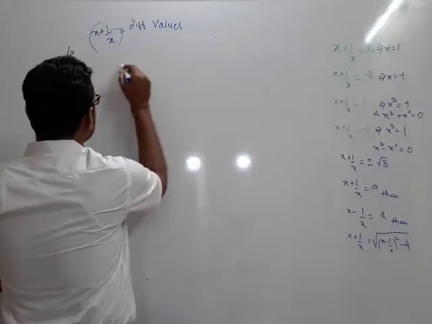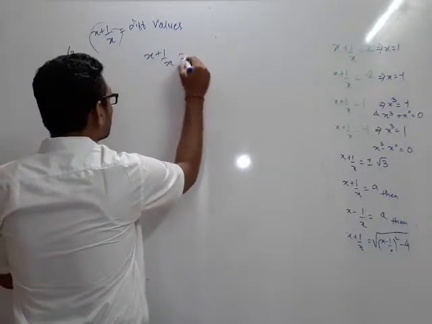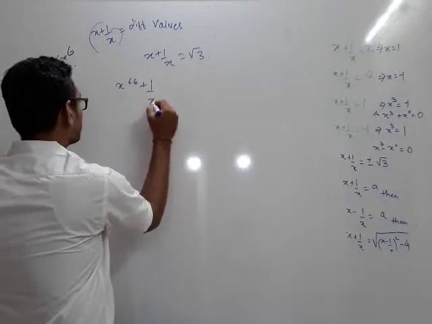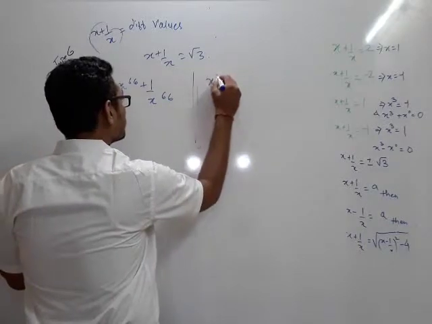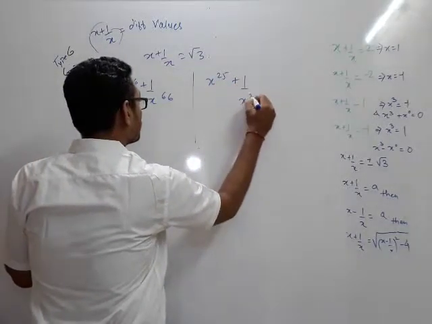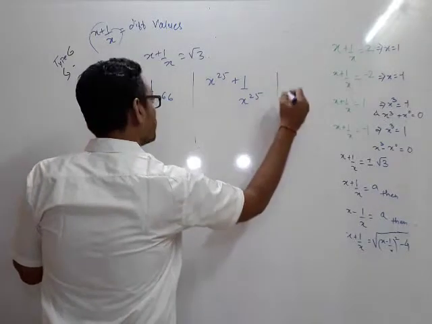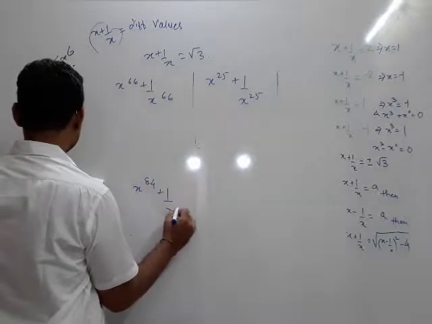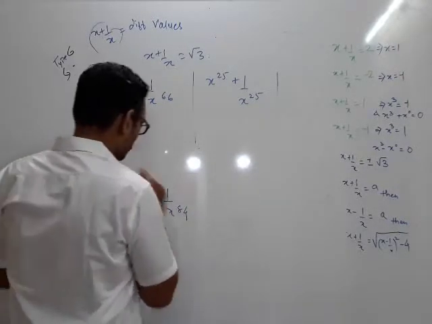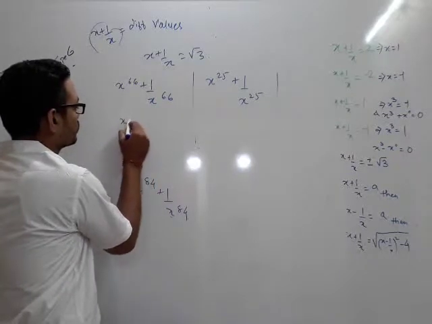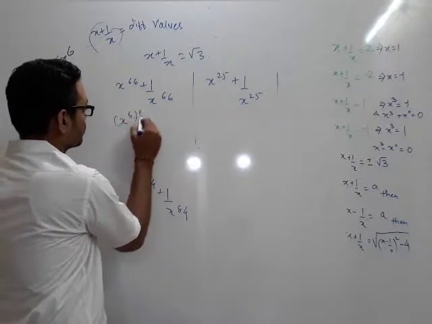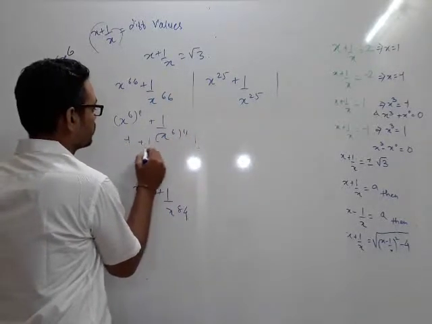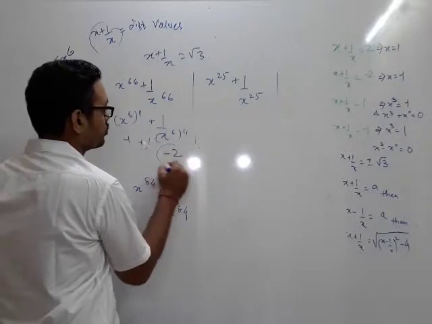Another type of question which can be asked is x plus 1 by x is again root 3. Find x raised to 66 plus 1 upon x raised to 66. Find x raised to 25 plus 1 upon x raised to 25. x raised to 84 plus 1 upon x raised to 84. Alright, so in the same thing we will do x raised to 6, 11 plus 1 upon x raised to 6, 11 minus 1 plus 1 upon minus 1, it will become minus 2.